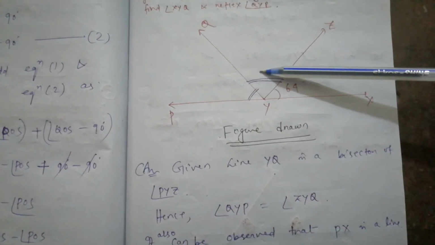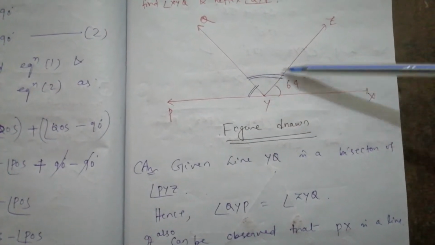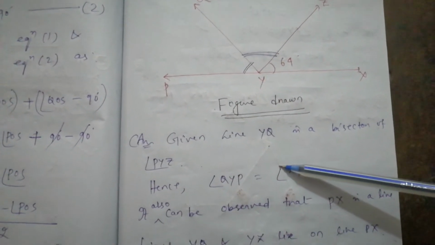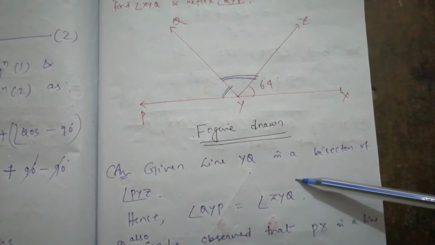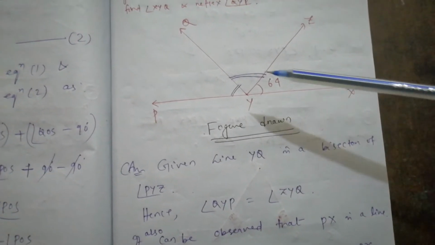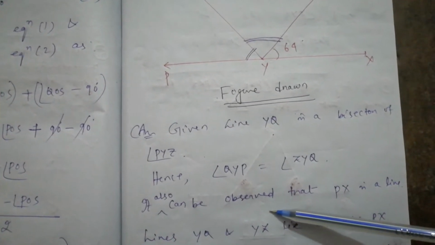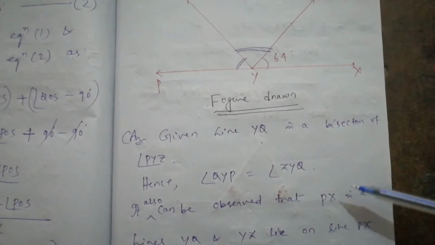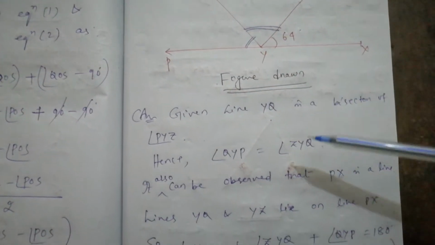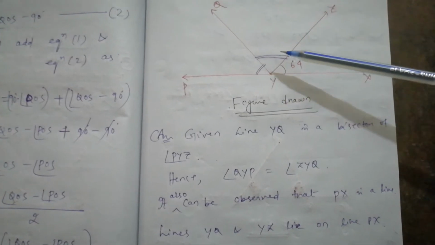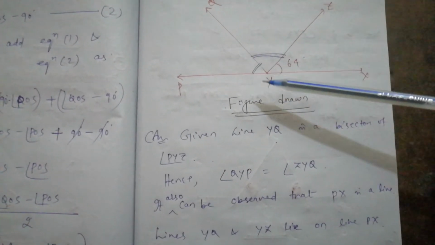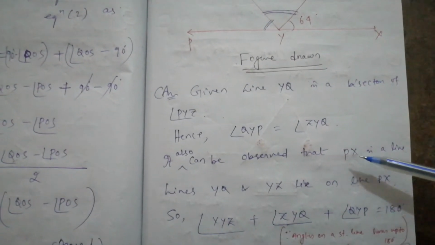It is a bisector of angle PYZ. Hence we can write angle QYP equal to angle ZYQ. It also can be observed that PX is a line. Lines YQ and YZ lie on the line PX.